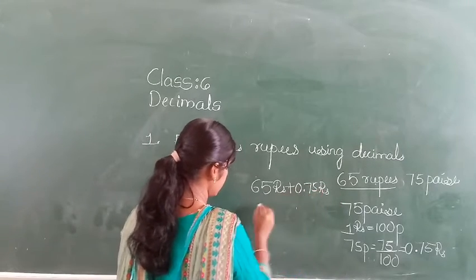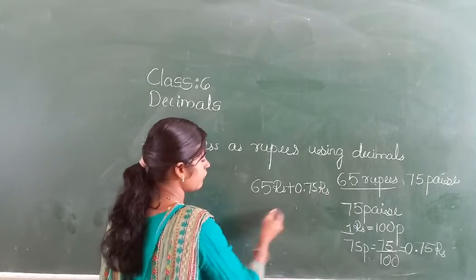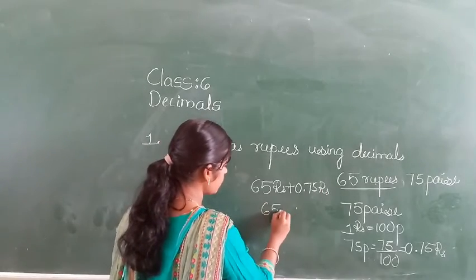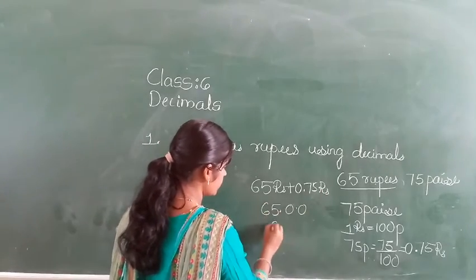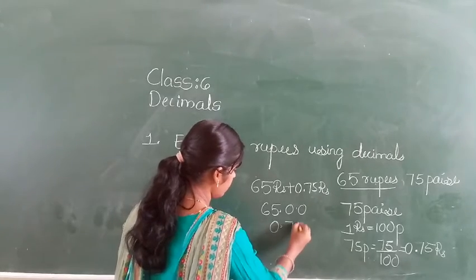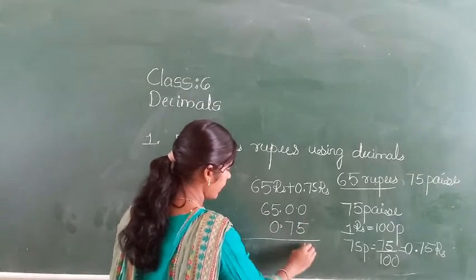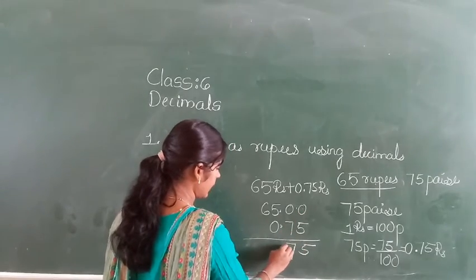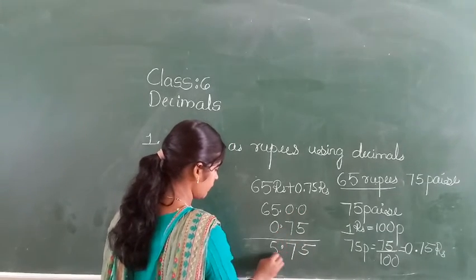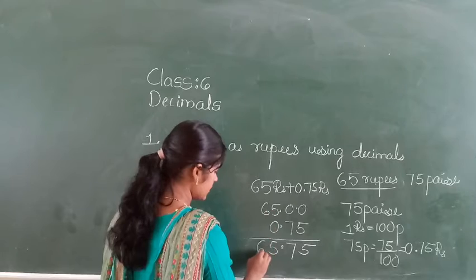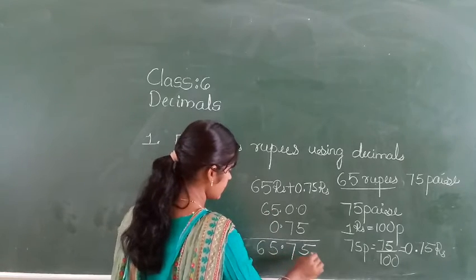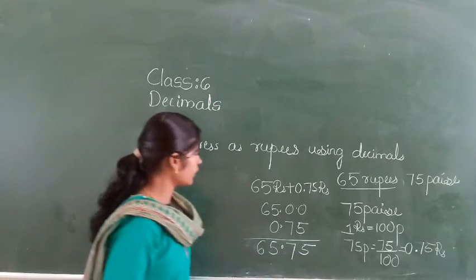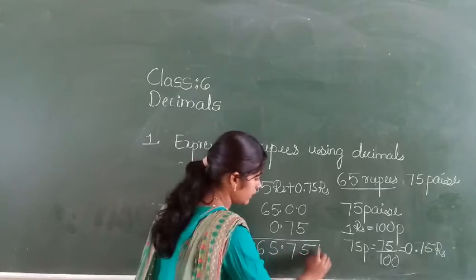0.75 rupees. If you don't know this type of addition, then take here 65.00. Next you take 0.75. Add here 0 plus 5 is 5, 0 plus 7 is 7, and write this point as it is. 5 plus 0 is 5 and 6 plus 0 is 6. So 67.75 rupees. Okay, here you have to write Rs.